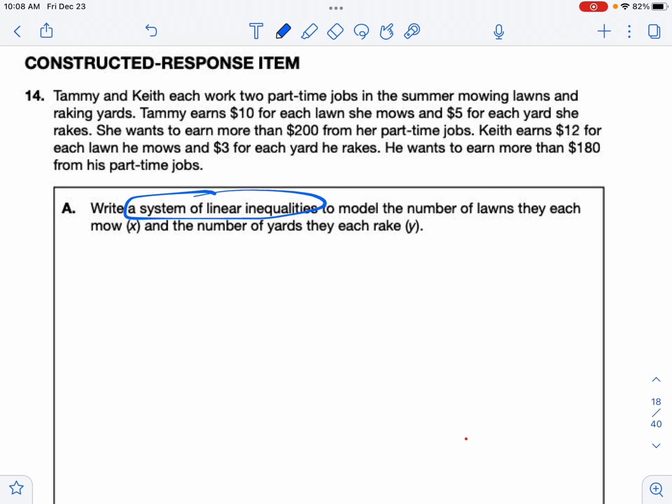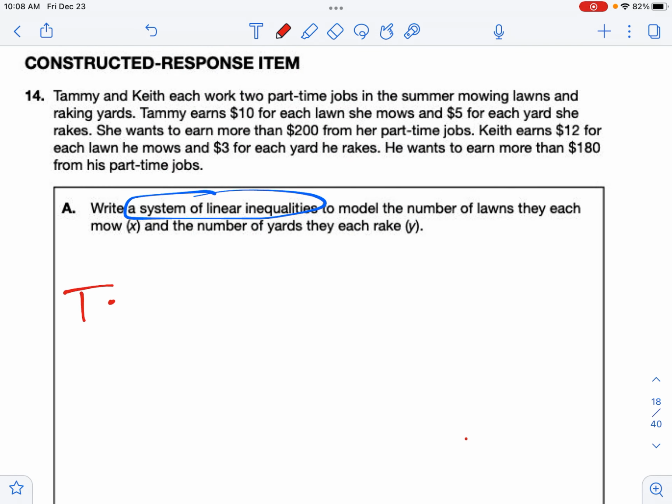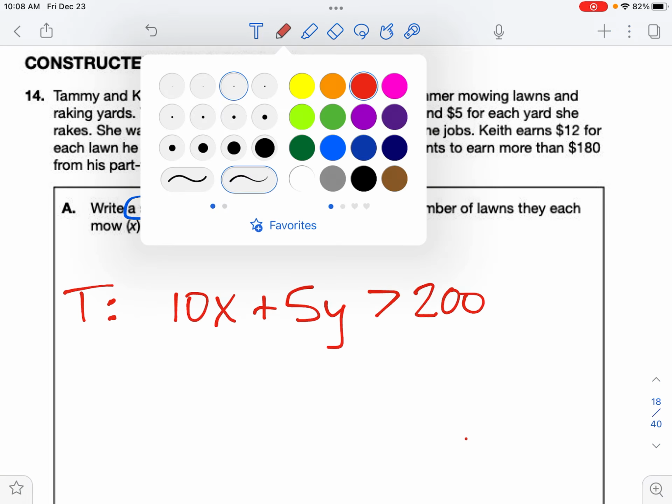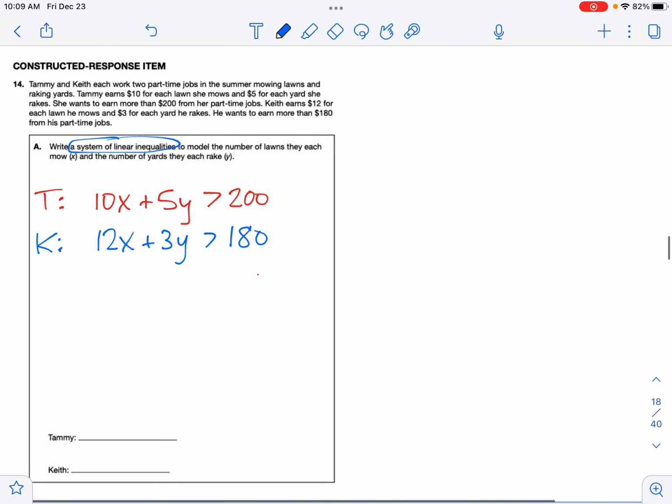We don't have to solve anything. We just have to write it. So first let's talk about Tammy. Tammy's inequality is going to be 10x for mowing plus 5y for raking, and she wants to earn more than 200. Then we have Keith's inequality, which is going to be 12x for mowing and 3y for raking, and Keith wants more than $180. That would be their system of inequalities.